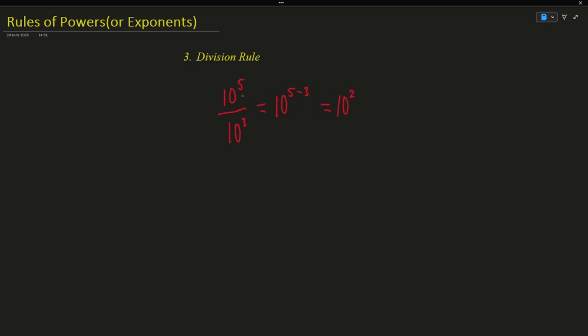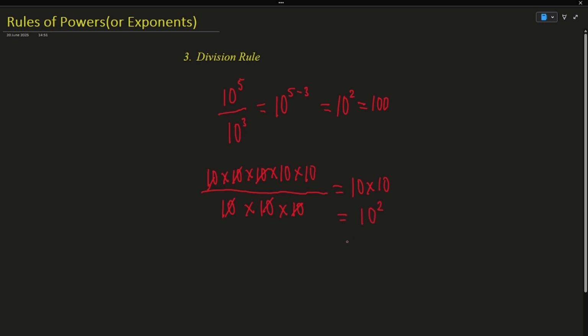And 10 raised to the power 2, as we know, is equal to 100. So we can check if 10 raised to the power 5 divided by 10 raised to the power 3 is actually 10 raised to the power 2, or 100. This we can do by simplifying. We know that 10 raised to the power 5 is 10 multiplied by 10 multiplied by 10 multiplied by 10 multiplied by 10, that is 10 in 5 places, divided by 10 raised to the power 3, which is 10 multiplied by 10 multiplied by 10. So when you cancel out, this 10 cancels this 10, and so on. So we only have 10 multiplied by 10, which is 10 raised to the power 2, which gives us our 100.